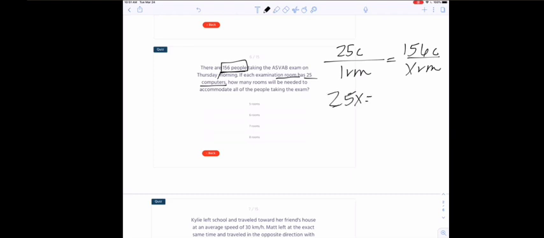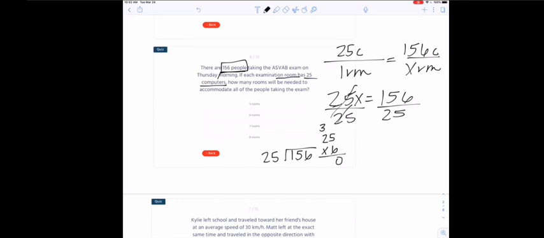So 25 times x is 25x. 1 times 156 is 156. I'm going to divide on each side by 25, so I can cancel this out and get the x by itself. And I'm going to do 156 divided by 25. So 25 times, I'm going to say 6, is going to be about 150. So 6 times 5 is 30, carry the 3. 6 times 2 is 12 plus 3 is 15. So 6, 156 minus 150 is 6.